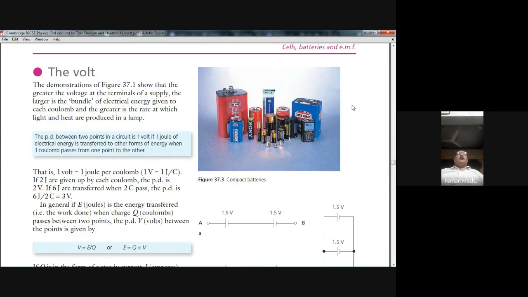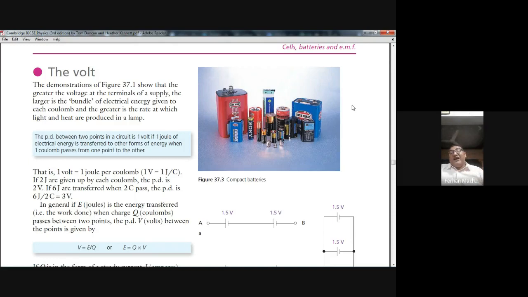So you can define the potential difference as the amount of electric energy converted into any other form of energy when unit charge flows through a component. So that will be the potential difference. You see, the definition of the EMF and the definition of the potential difference are kind of the same. But in the potential difference, I say the amount of electric energy converted into any other form of energy when unit charge flows through a resistor, through a component, through an appliance.